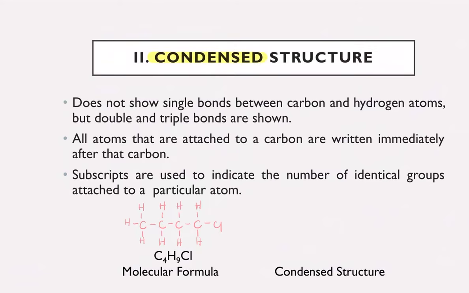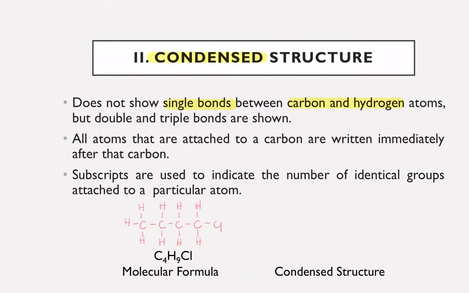Alright, and then you have the condensed structure. So condensed macam apa? Macam condensed milk, like sepekat it is mampat. So you're not gonna show everything. Tak show all the atoms, tak show all the bonds. So it doesn't show single bonds between carbon and hydrogen atoms, but double bonds and triple bonds are shown. Okay, and all atoms attached to a carbon are written immediately after that carbon. Subscripts are used to indicate the number of identical groups attached to a particular atom.